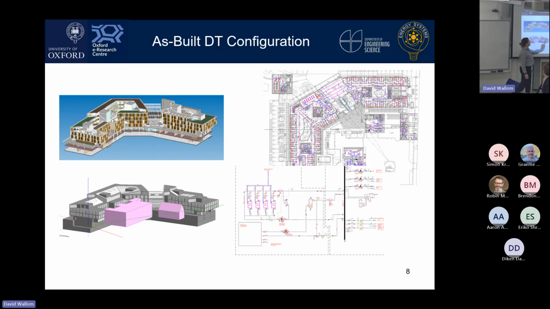And I was lucky enough to have access to a large database of documentation from the construction phase of the building with very detailed lighting schedule, equipment information, data sheets, commissioning reports. So this is, for example, the complete heating circuit with every single component. So this was a very rich resource and database from Estates Services, which allowed me to create a very comprehensive as-built DT configuration.